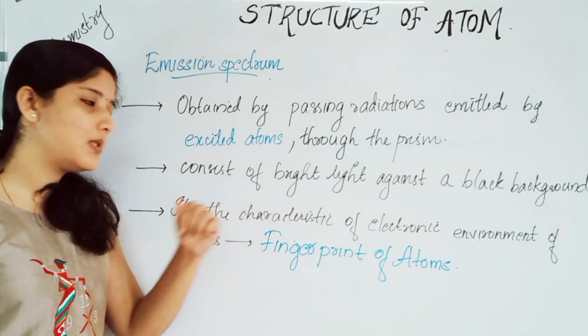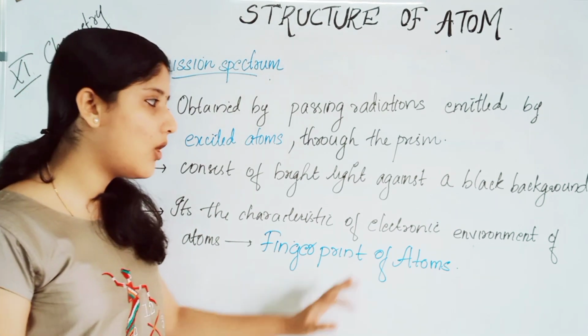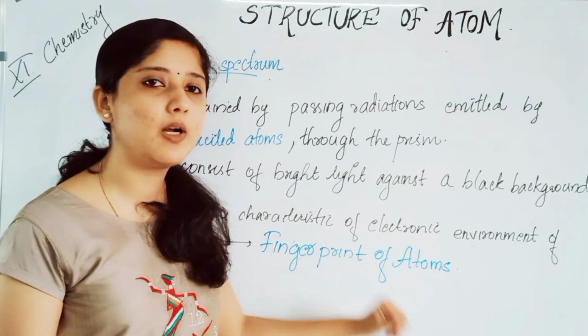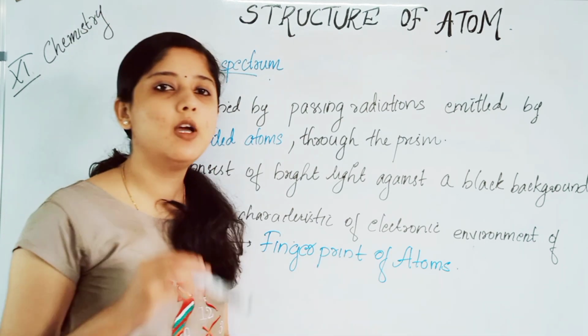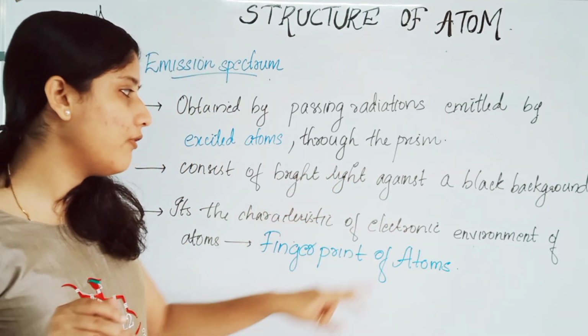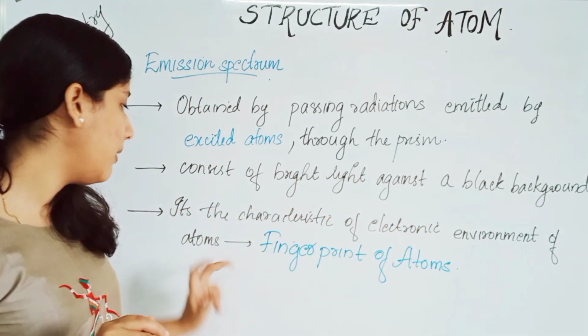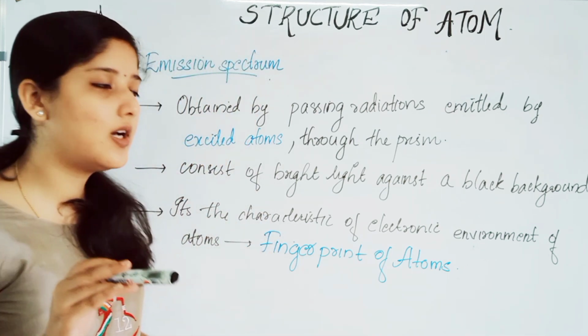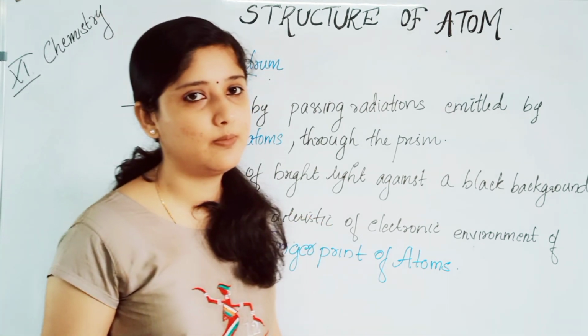And that spectrum is a characteristic of the electronic environment of atoms. So they are called the fingerprint of atoms, or we will call them fingerprint spectra. That is, they are the characteristic of the electronic environment of that atom. Okay, so called the fingerprint of atoms.